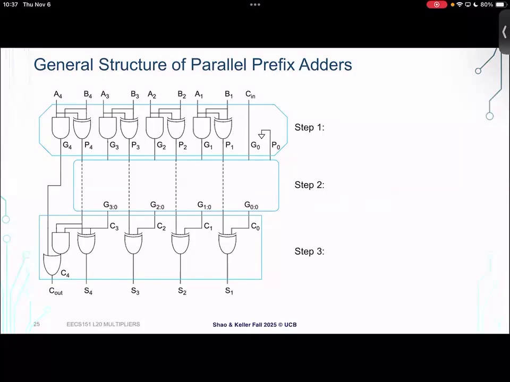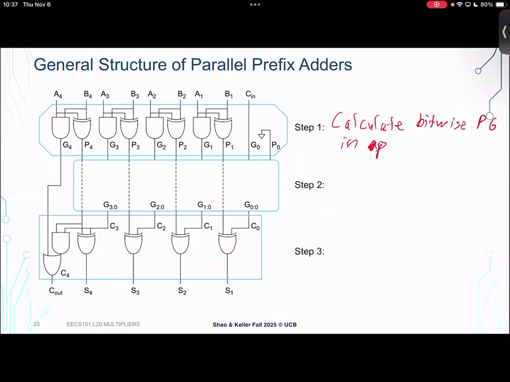So step one is to calculate, for every bit, the propagate and generate signals in parallel. I'll just make a note: this step is easy or trivial, so we don't really talk about it further. You can see it's pretty much the same for every bit. It's these very simple gates to calculate P and G based on the very simple logic functions that we gave a few slides ago.